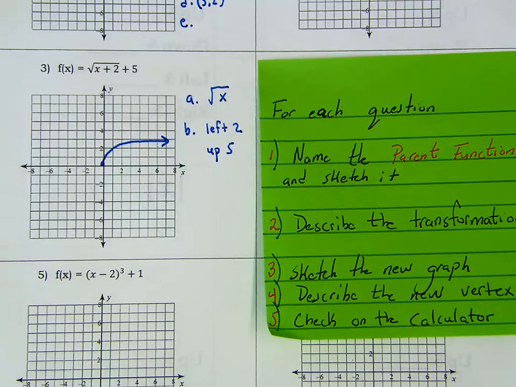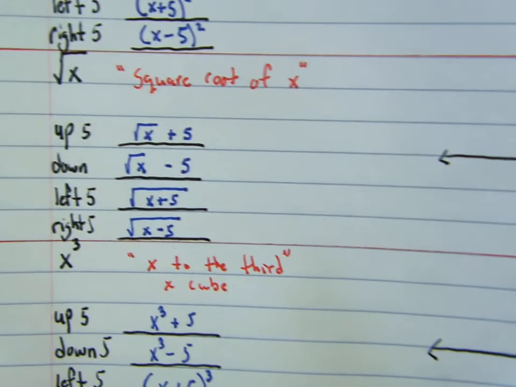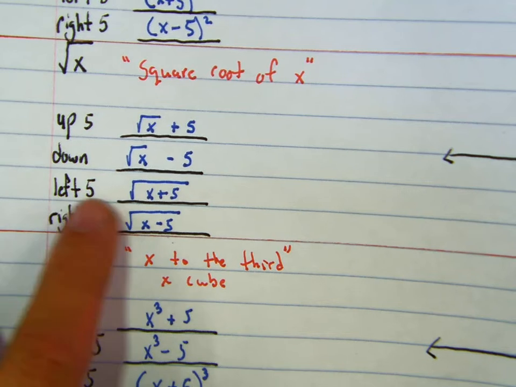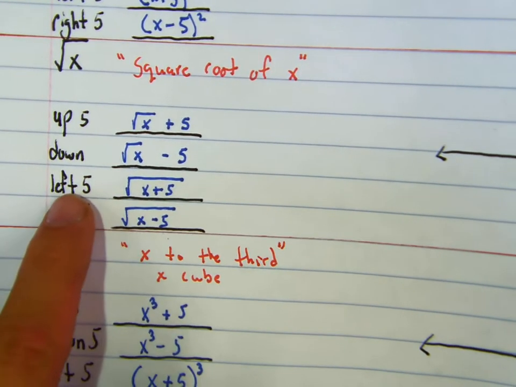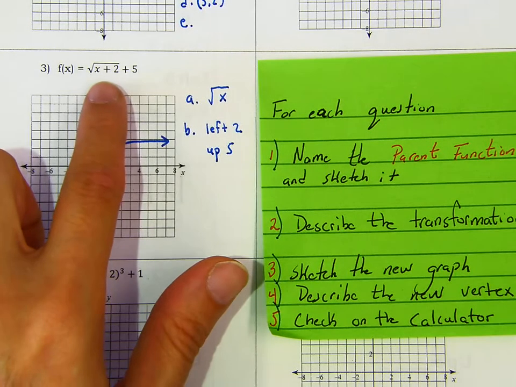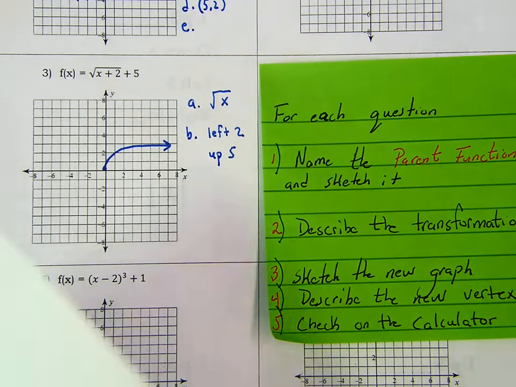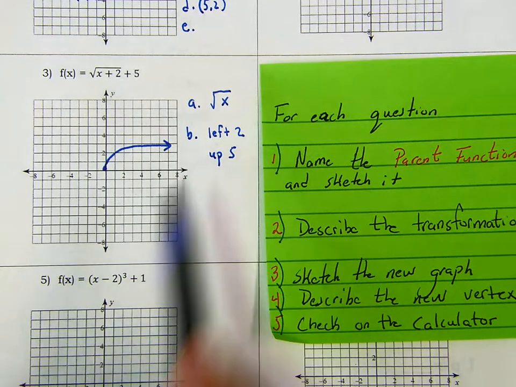Okay, based on our notes, like, for example, if I had this from yesterday, if I wanted to go left 5, notice that plus 5 on the inside tells me to go left 5. So if I have plus 2 on the inside, that means I need to go left 2. And notice that 5 on the outside is telling me to go up 5.